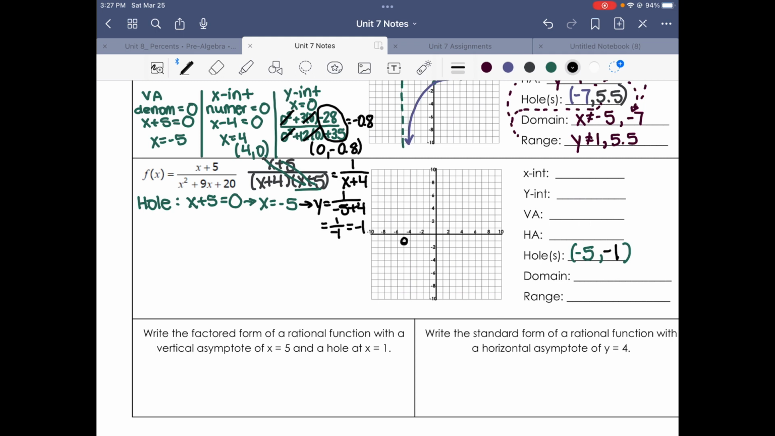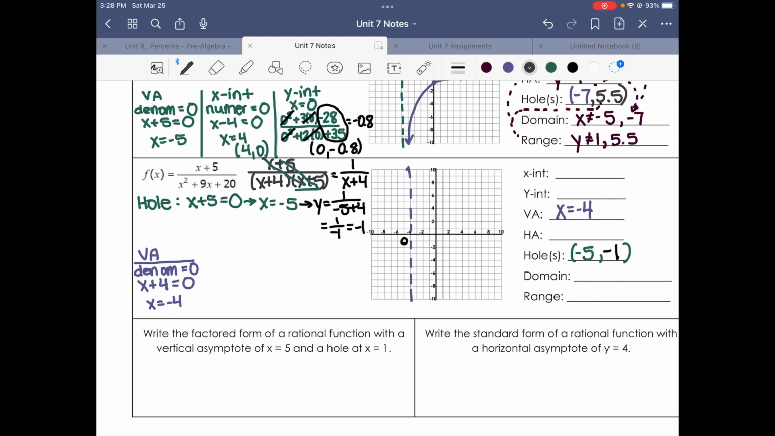Then I'm going to go through the same steps I did on all of the others. Vertical asymptote. Set the denominator equal to 0. The denominator is x plus 4. Then you would subtract that 4 to the other side. So x equals -4 is my vertical asymptote. And I'm going to draw a dashed vertical line to the left 4, because that's where x is -4.